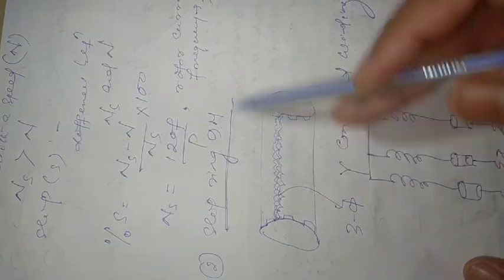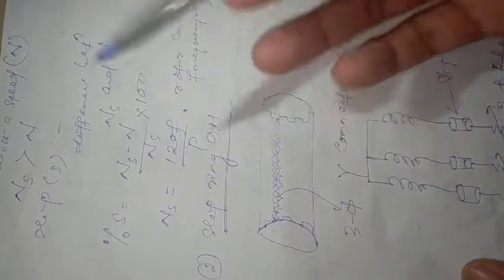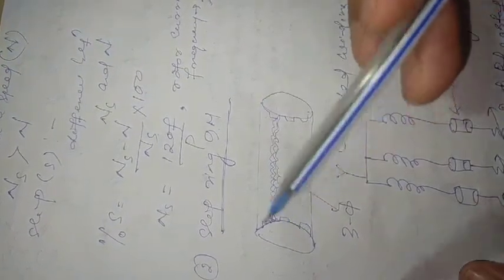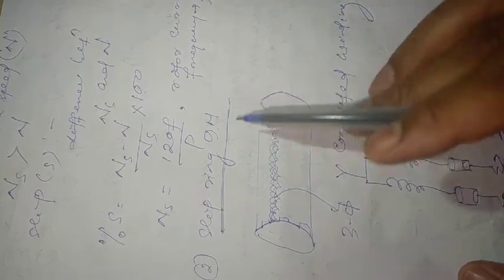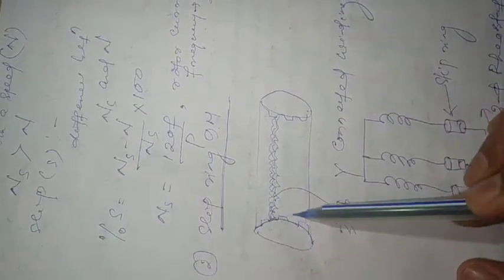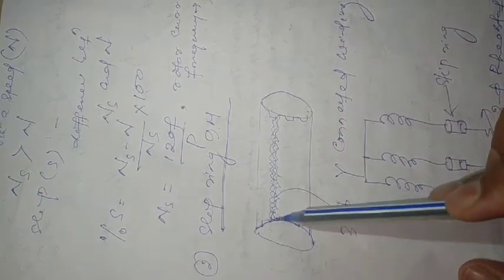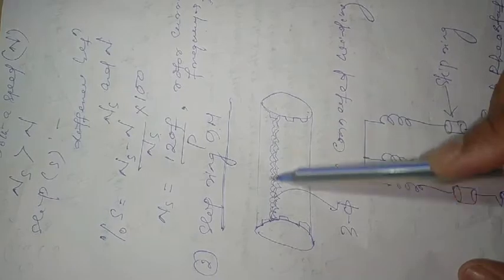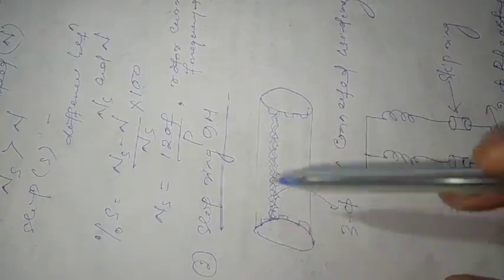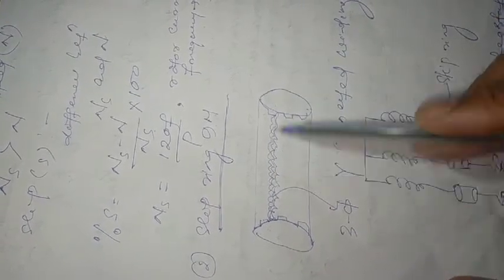Now we'll go to the second type of rotor. According to the rotor, induction motors are divided into two categories: squirrel cage and slip ring. What is a slip ring motor? The structure is the same, with the rotor slots at the outer periphery. In the rotor slots we put a three-phase star connected winding, while the stator has star or delta connected winding.